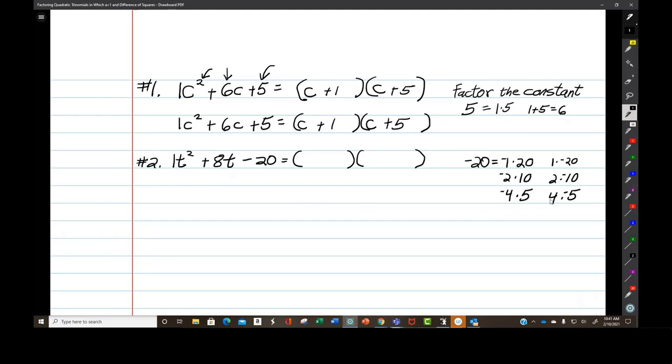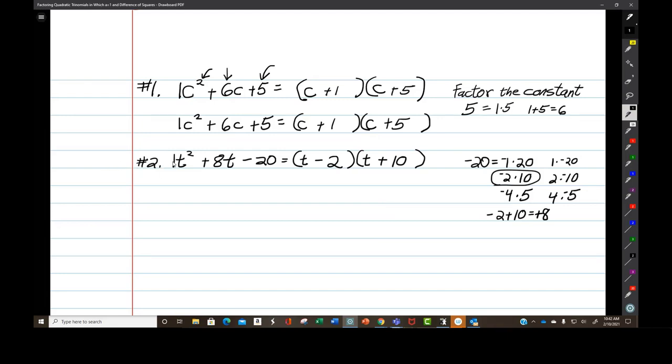So I look through these and I notice negative 2 plus positive 10 is positive 8. So that's what I need. I take my t squared apart, put one of the t's here, and one of the t's here. Then I take my two numbers. Negative 2 becomes minus 2, and positive 10 becomes plus 10. And that's it. That's all there is to it.